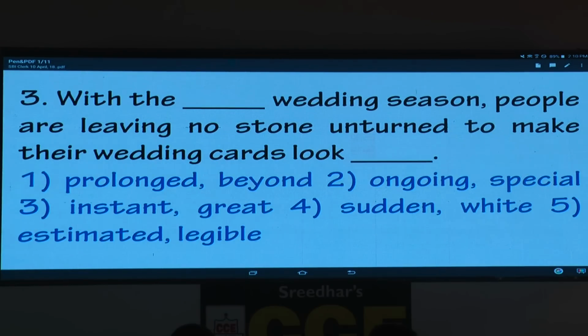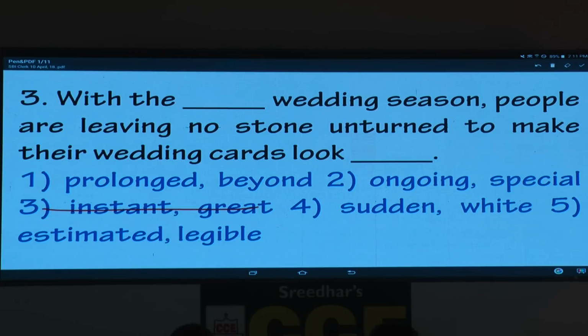Question number 3. With the prolonged wedding season, grammatically it is correct. Ongoing wedding season, grammatically correct. Instant wedding season. A season never happens instantly. It has its own cycle. So based on this, we cannot consider the third option.